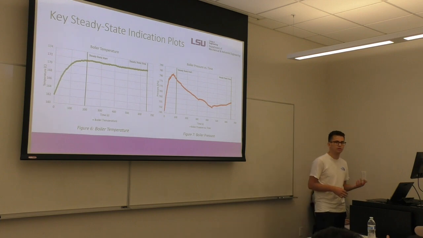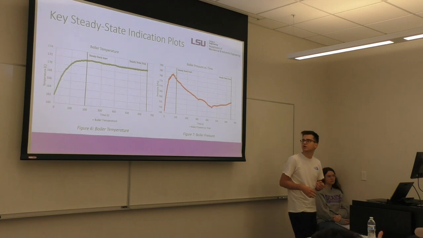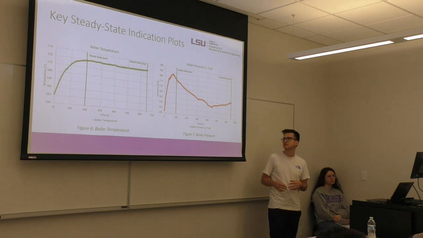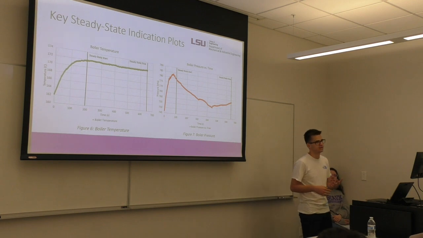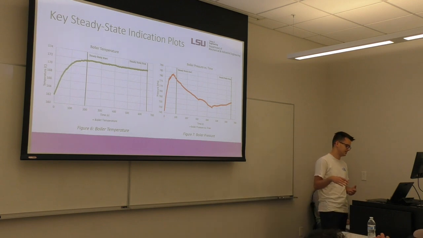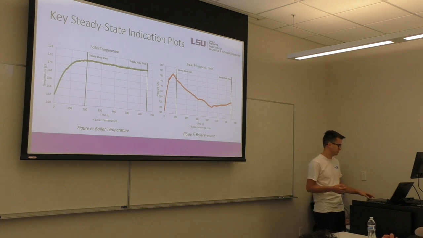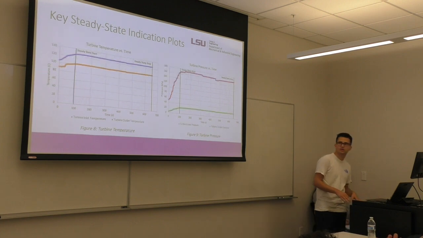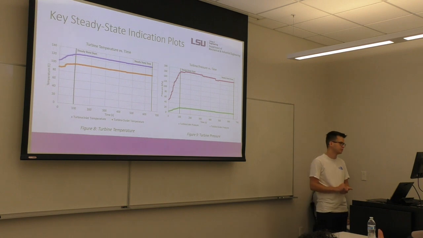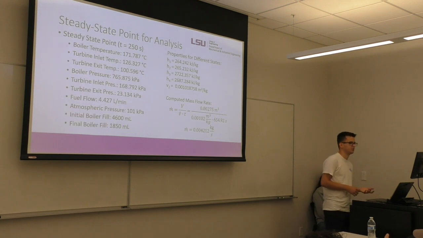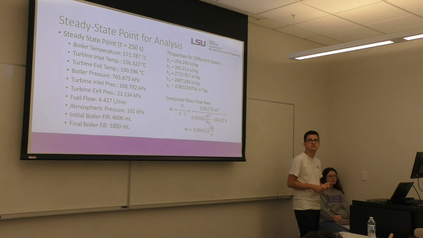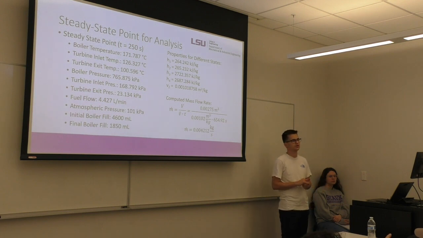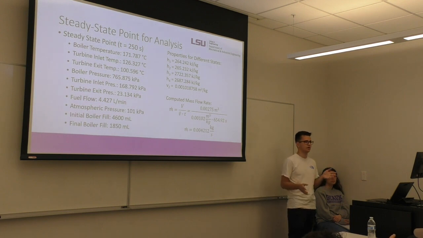So shown here are the boiler temperature and boiler pressure. Note the boiler pressure never fully stabilizes, however it does stay relatively consistent within a range of about 25 kPa. However, in an ideal system, you would want that to fully stabilize, which is what you would use a pump for typically. And shown here are the turbine temperature and turbine pressure plots versus time. Note the turbine outlet pressure is much lower than the turbine inlet pressure. And the steady state point for analysis, like I said, was selected to be time equals 250 seconds because it fell within the steady state window for all plots.